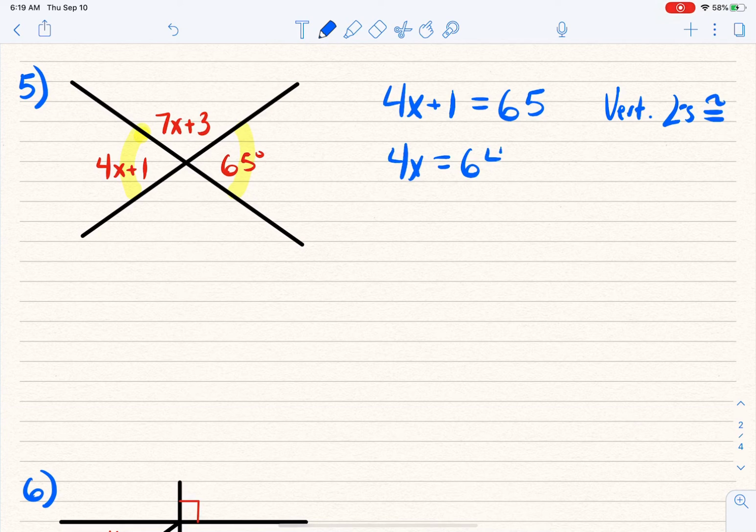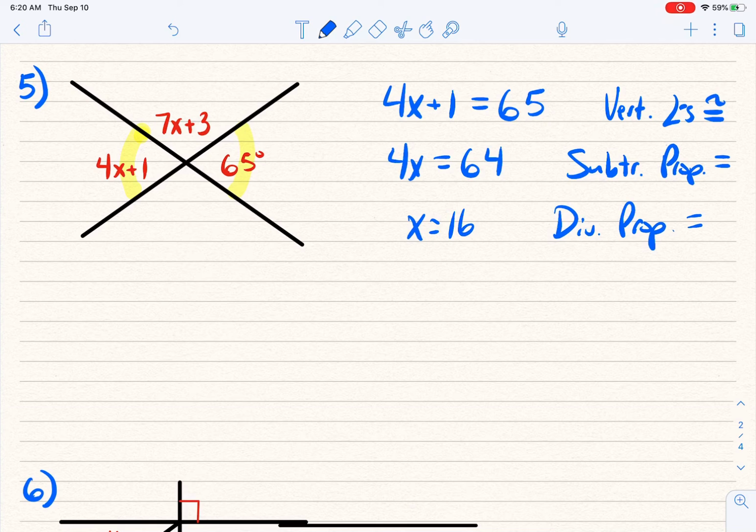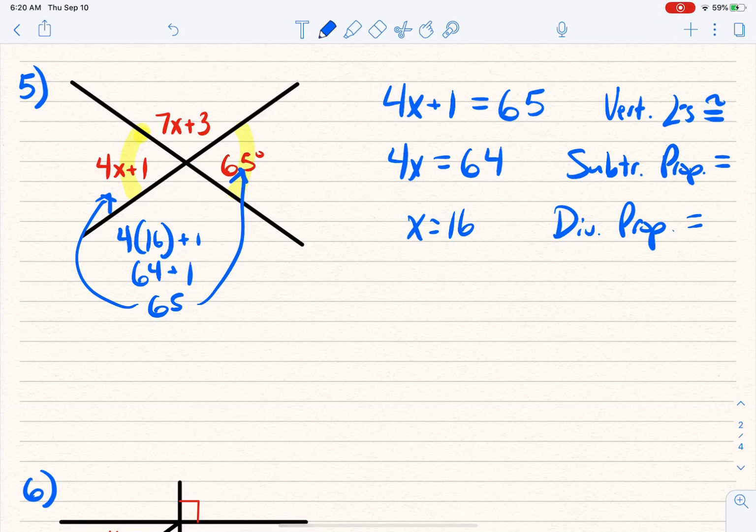So therefore 4x is equal to 64, because I subtracted 1 from both sides. And then I would know that x is equal to 16 because I divided both sides by 4. And so therefore the division property of equality would say x is equal to 16. I could plug that back in and say 4 times 16 plus 1. And therefore that would have to be 64 plus 1, which means this is 65. Surprise, surprise. No, because this side is 65, they're vertical angles.